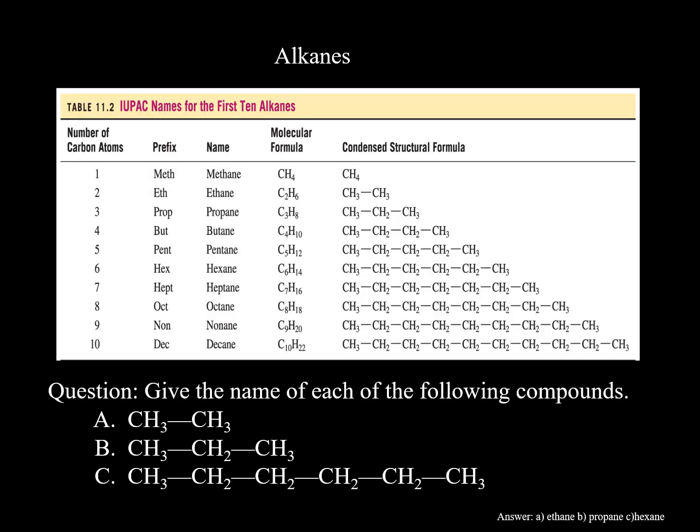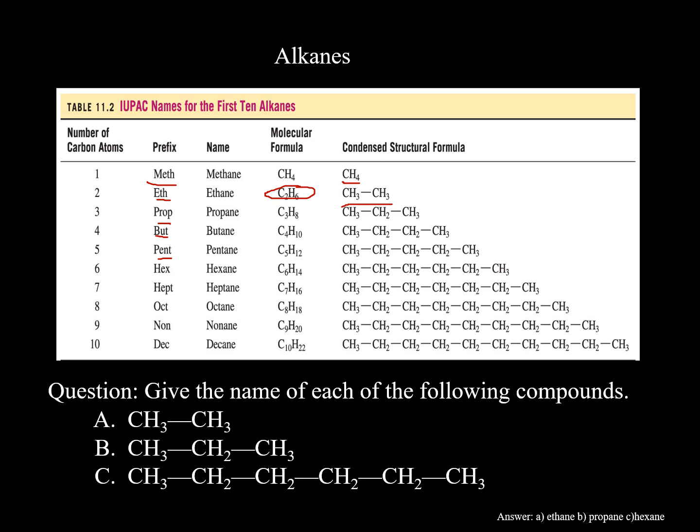So here again, there's a nicer picture. It says the prefix, meth, eth, prop, but, pent, etc., and the corresponding condensed formulas. They also show the molecular formula here for the corresponding condensed formula. So in your class and in the lab, 95% of your task will be to name the compound or draw the compound. There's a couple of reactions you have to be familiar with as well, but the majority is you have to name the compound or draw the compound.